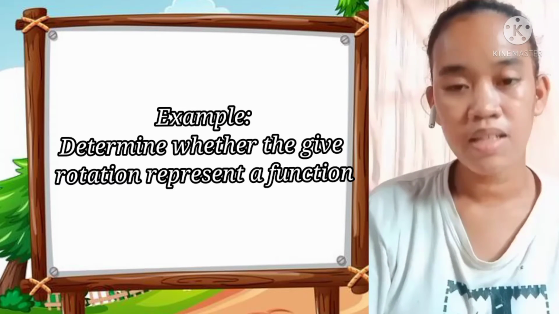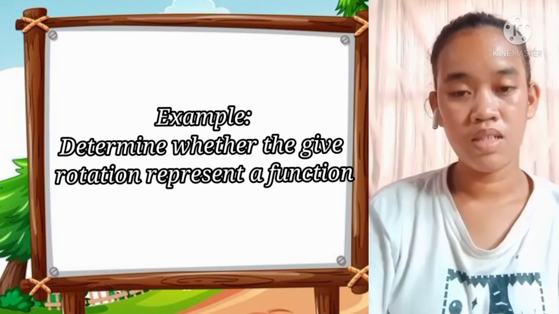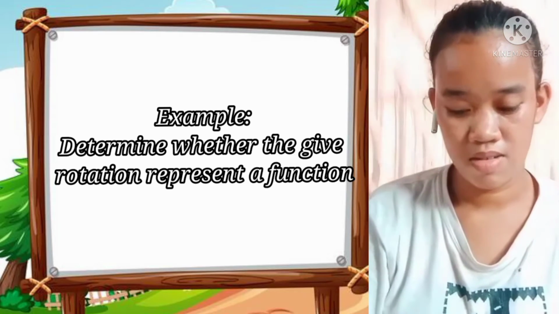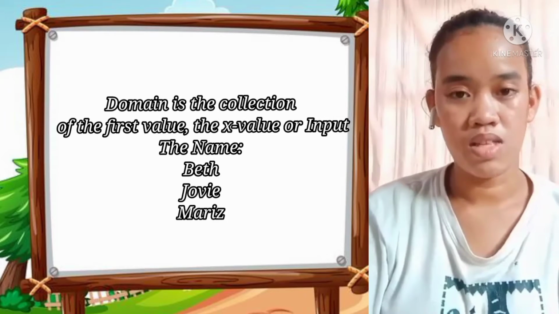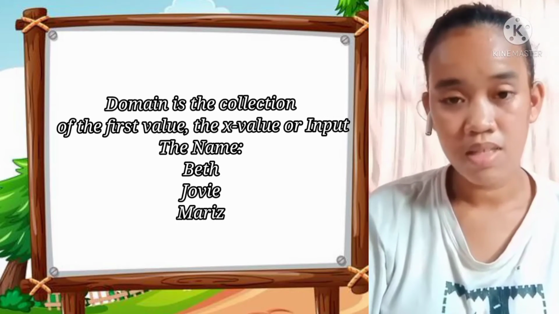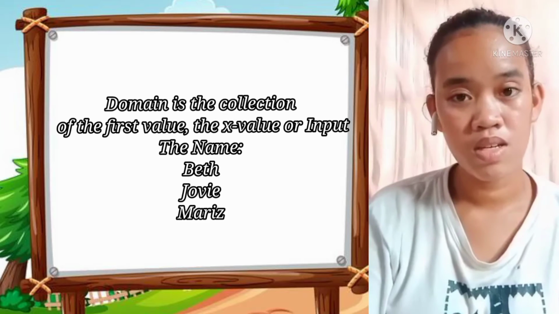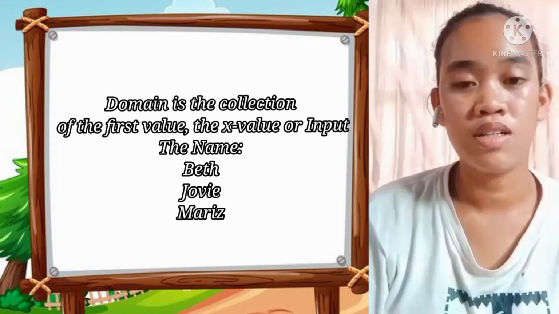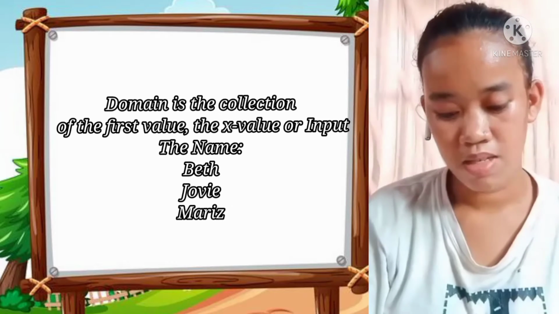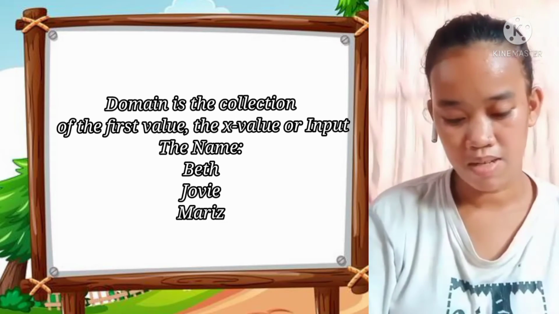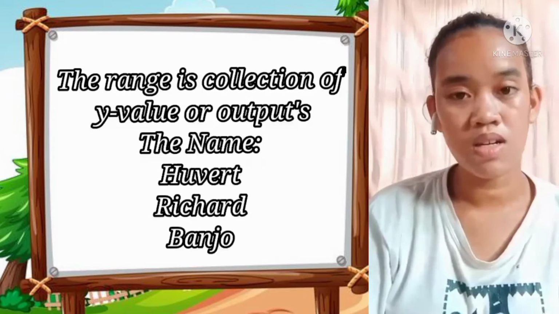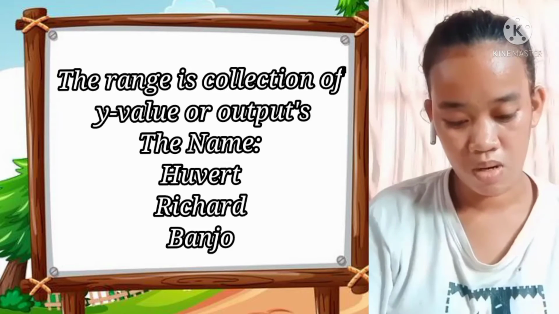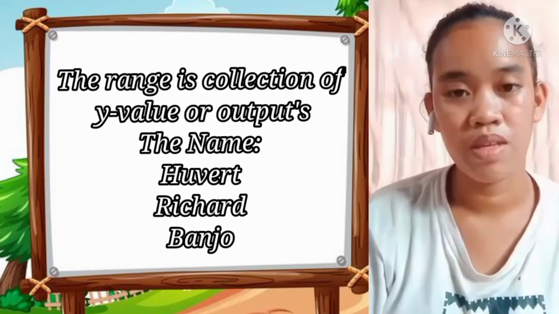Example: determine whether the given relations represent functions, and identify the domain and range. The domain is the collection of the first values, the x values or inputs. The names are Belen, Juby, and Maris. The range is the collection of the y values or outputs: Howard, Gerald, and Banyan.